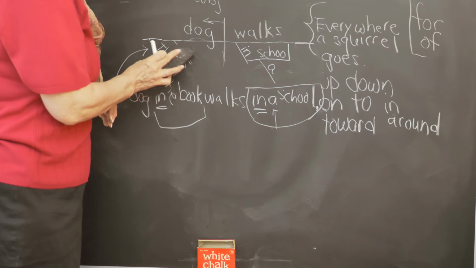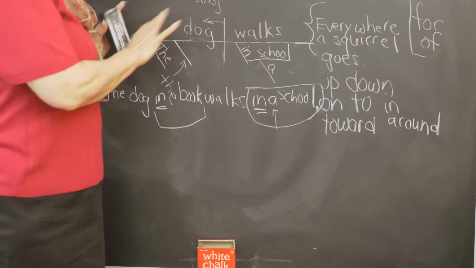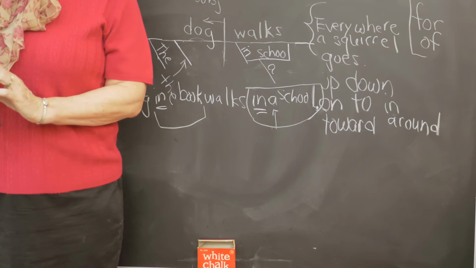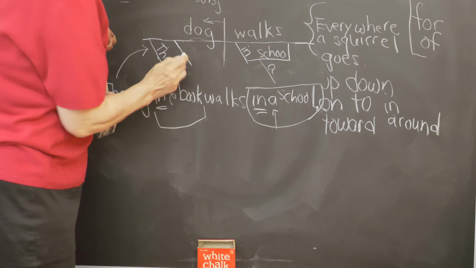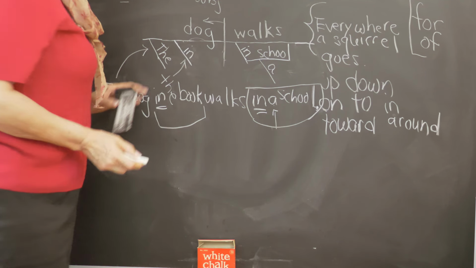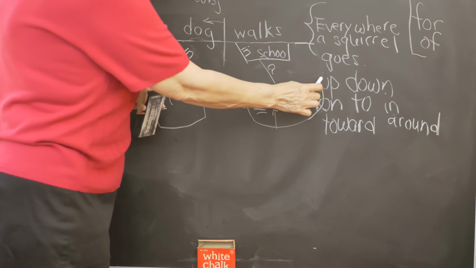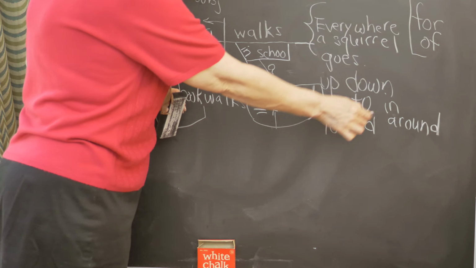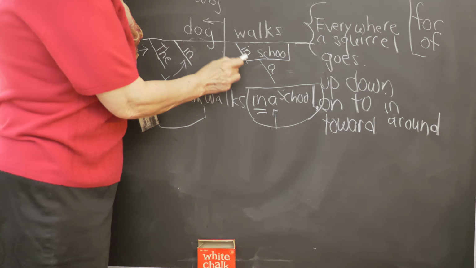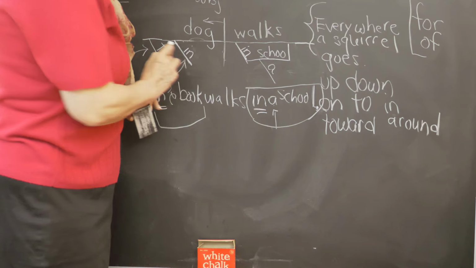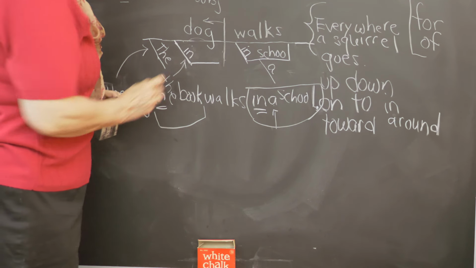So what's the word that goes on the slanted line? And I'll give you a hint. We see it already in another part of the sentence. That's right, Betty. Just like we see here, in, the preposition itself, the preposition, not the prepositional phrase, but the preposition, the words up, down, on, to, in, toward, around, under, through, for, of. All of those words are always going to be the first word in a prepositional phrase in a diagrammed sentence. And then we're going to bring our straight line across.